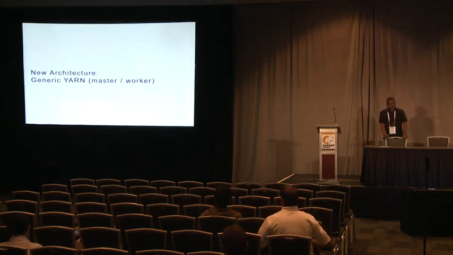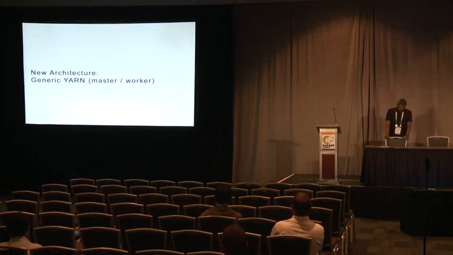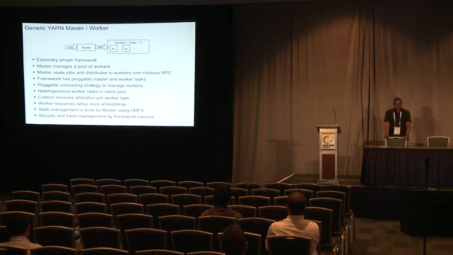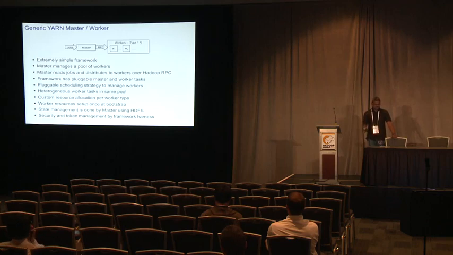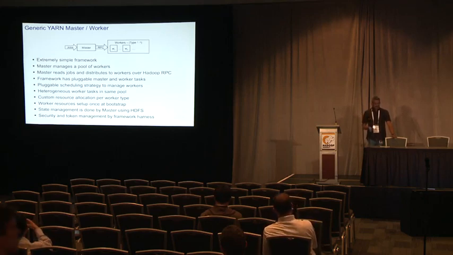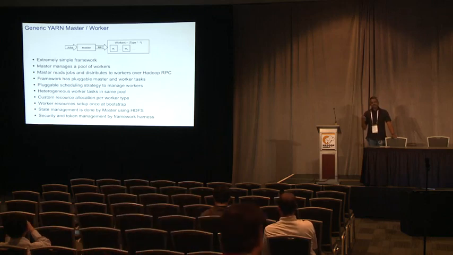So what do we do? We decided to go our own way. We decided to have a master worker framework, which is a generic YARN application. And it's extremely simple. The master manages a pool of workers, and these could be heterogeneous. And all it does is read jobs and distribute them over RPC to the workers. And you can have a pluggable scheduling strategy, which will manage the number of workers that you want to run, and custom resource allocation for each worker type.